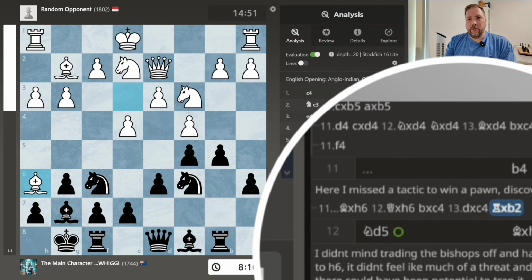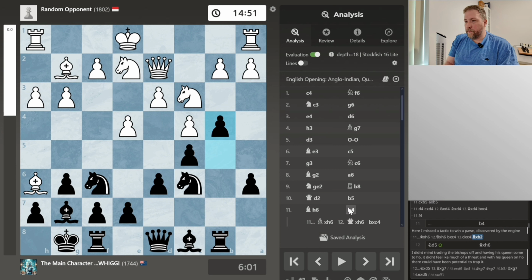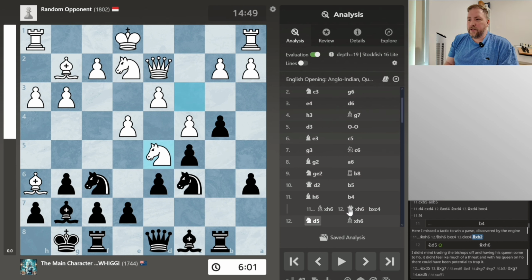And we can go through and add that into our game on our analysis file, and we can put in the notes in there as well. I've put in here I missed a tactic to win a pawn, discovered by the engine, and then I've played out the moves that I missed. And as you can see, the engine comes back to 0 after I miss that one opportunity.